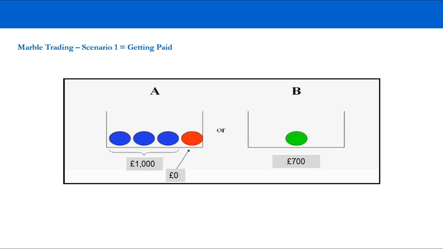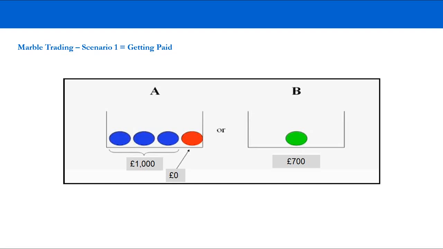So you'll see in front of you 2 boxes, and in this scenario you are getting paid. So what you're doing is you're actually trading marbles against me, and in this scenario you're getting paid. So if you win the game, I have to pay you. If you lose the game, you have to pay me. But in this scenario, you can only get paid. You're winning. So what you'll see in front of you is 2 boxes, box A and box B.